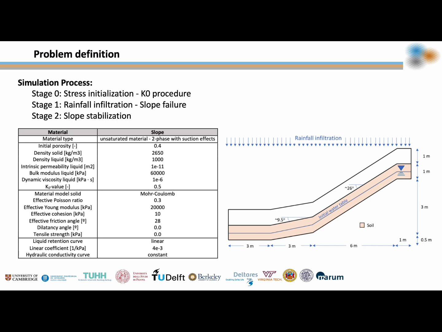And stage 1 is rainfall infiltration. We can observe the induced and effective stress, which will lead to the slope of deformation. And finally is the slope stabilization after the rainfall stopped and the deformation process.